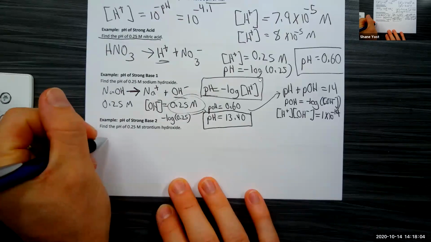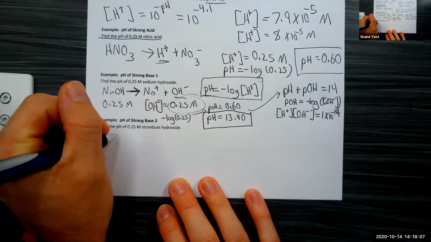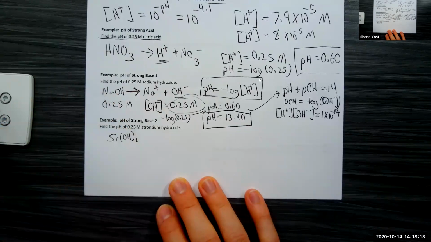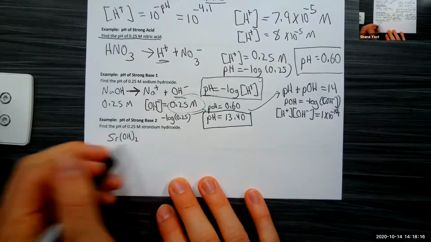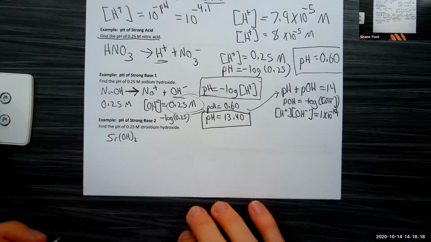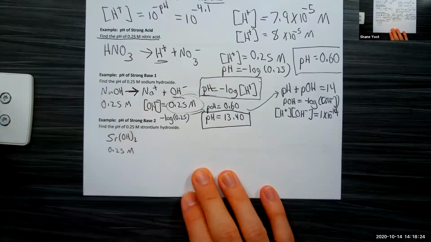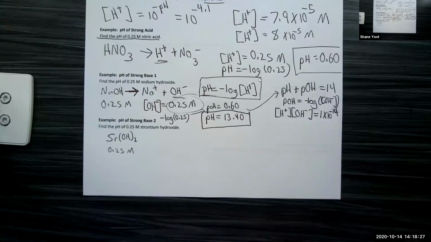All right, for this example number 2, this is strontium hydroxide, and again I start off with a 0.25 molar solution of that. I'm going to wait just a minute for people to attempt this problem on their own, given how we did the previous problem in the guide. Try to work this out on your own, and then we'll work it out together.